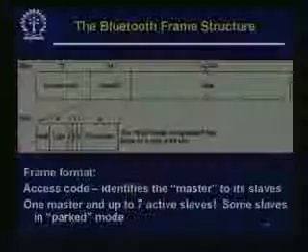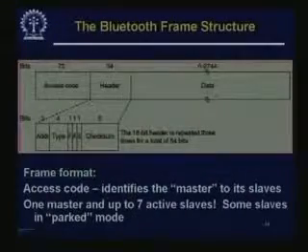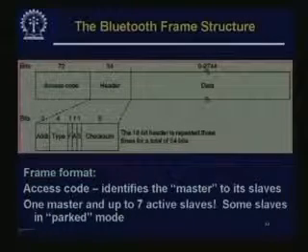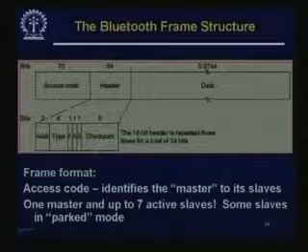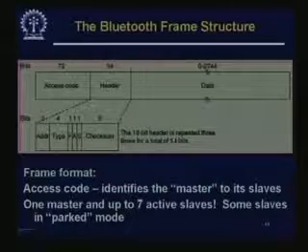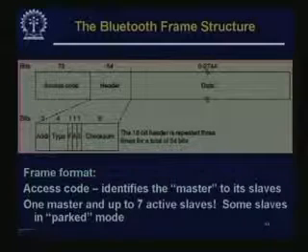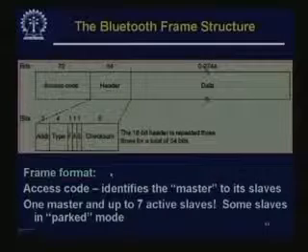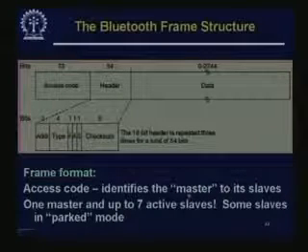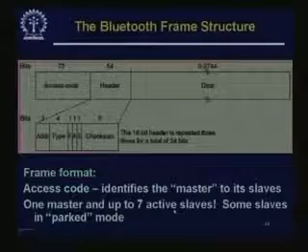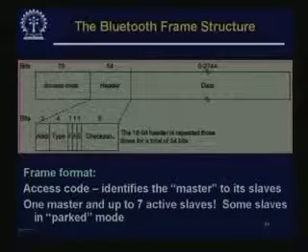So this is just a little bit about the Bluetooth frame structure. We have the access code and then a header and then the data, and the header will contain the address, type, etc., and some flags and some checksum. So it is an 18 bit header repeated 3 times for a total of 54 bits. The access code identifies the master to its slaves, one master and up to 7 active slaves, some slaves in parked mode.